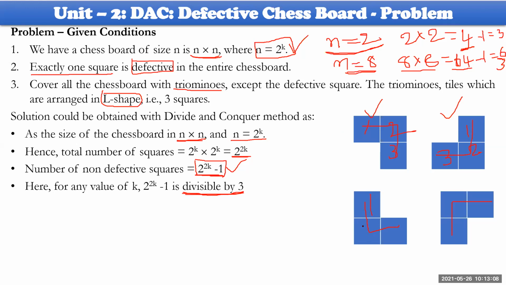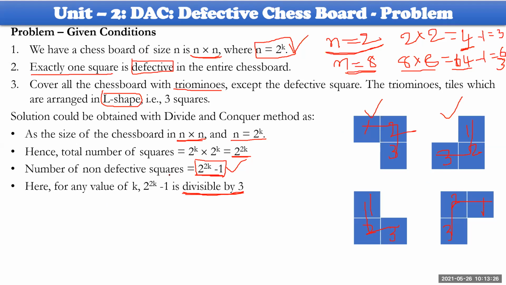Okay, first tile, second tile, or third tile. First square, second square, or third square. So every triomino, whatever the angle it might be, does have 3 squares. It is made up of 3 tiles or squares.